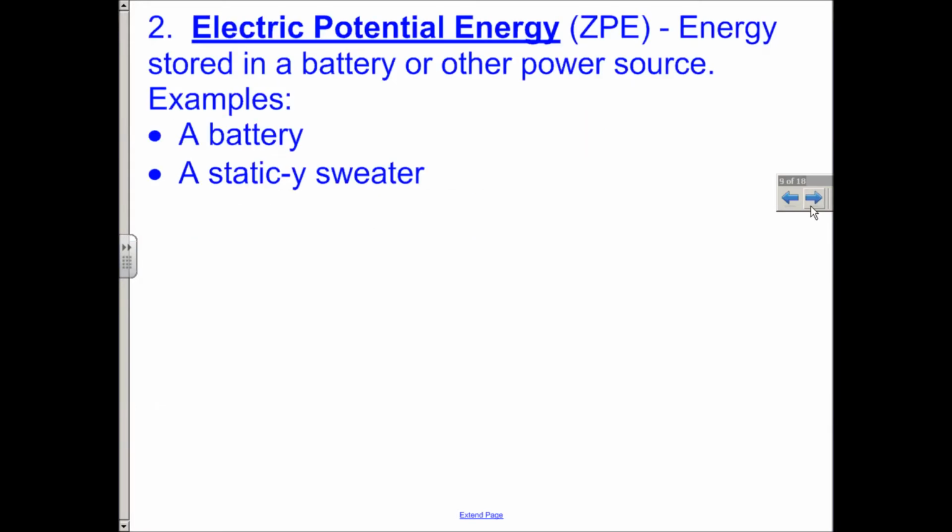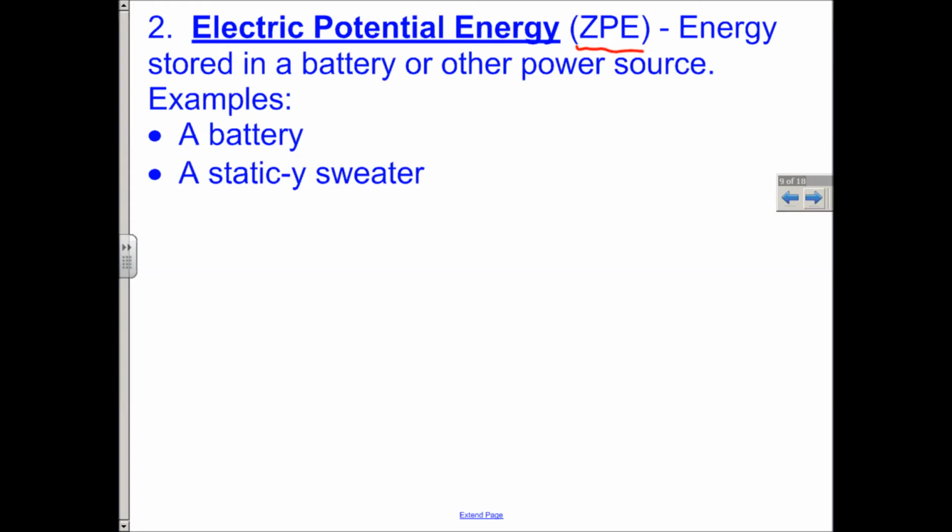All right. The next type is electric potential energy. We can't call it EPE because that stands for elastic. So I have arbitrarily decided to call it ZPE because the Z makes me think zap, which makes me think electricity. All right. And this is energy that's stored in a battery or some sort of power source. You guys have all given somebody a shock, right? That's basically electric potential energy being released.